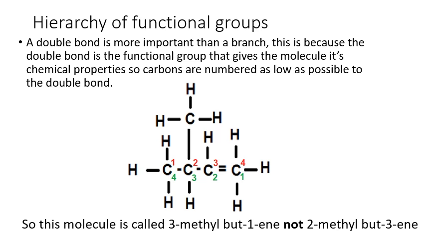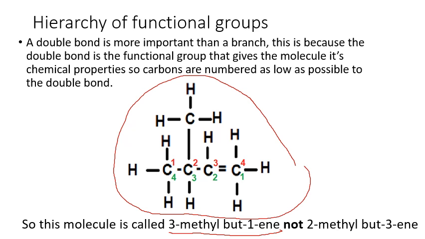So take a moment just to look at the correct answer, this bit here. Look at this molecule and understand why that makes sense. Meth, eth, prop, but is the number of carbons. The double bond is in gap 1 or carbon number 1. And the methyl group is attached to carbon number 3 because we numbered them from right to left.